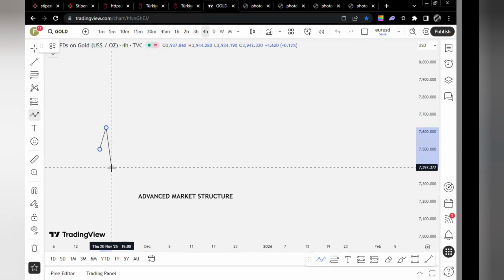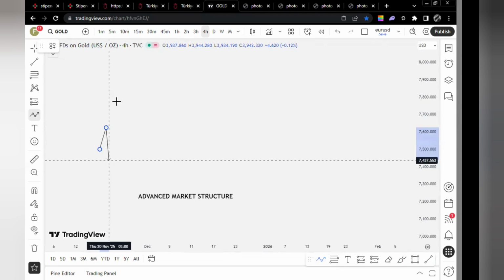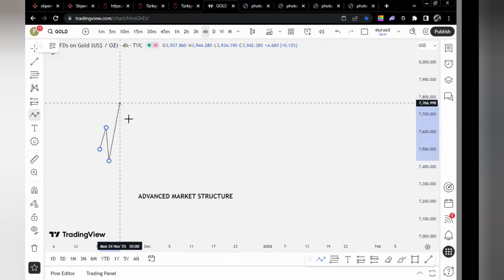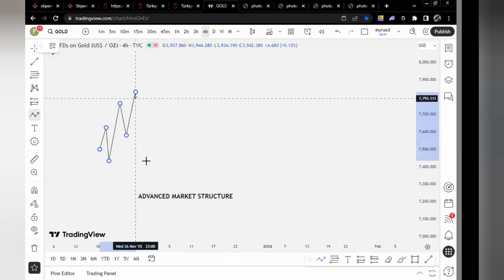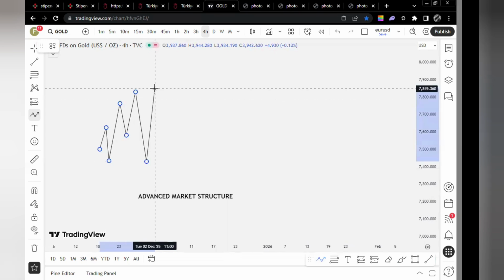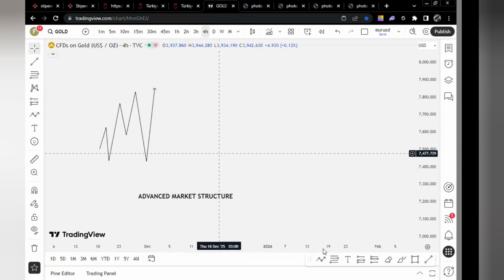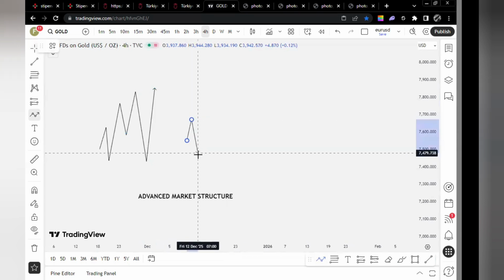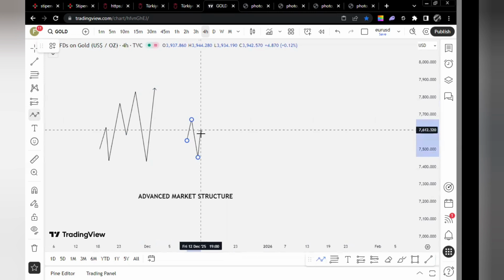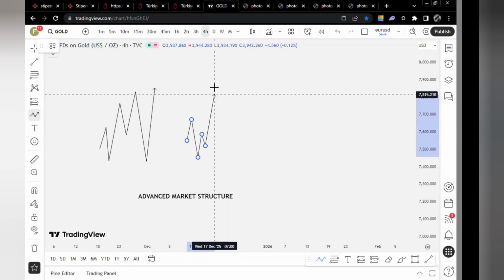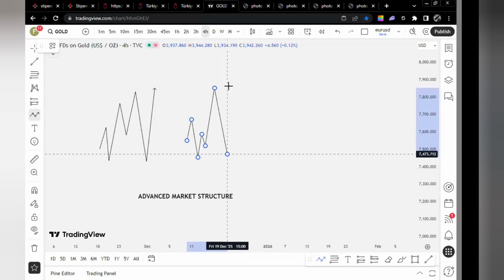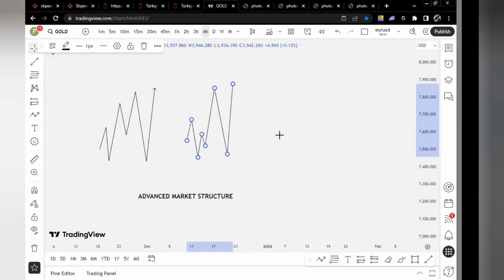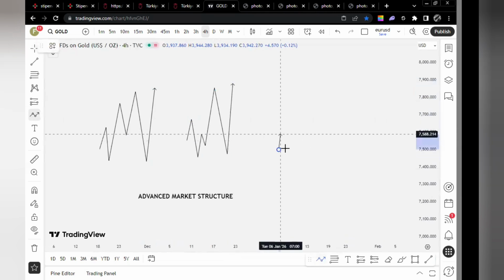Now you have your advanced market structure patterns. I'm going to be drawing out the patterns for you guys. So you have type A. This is how your type A looks like. I'll come back to all these things to address them. You have your type B. This is how your type B looks like. And you have your type C. This is how your type C looks like.